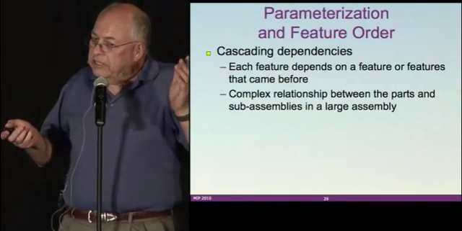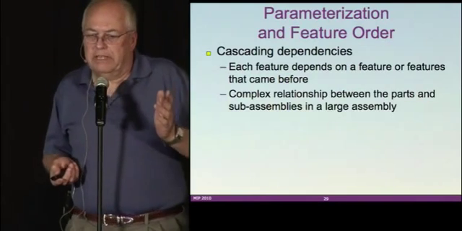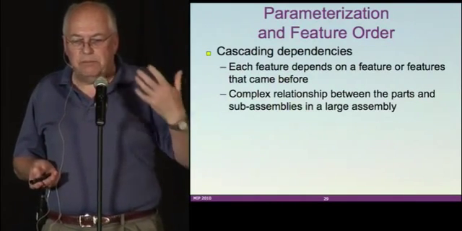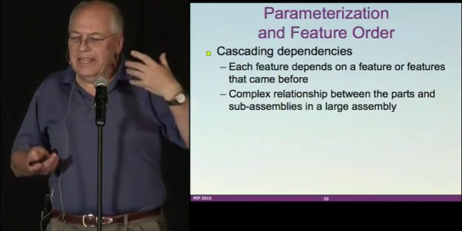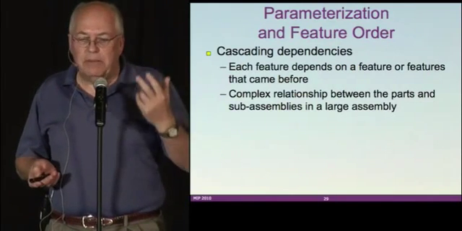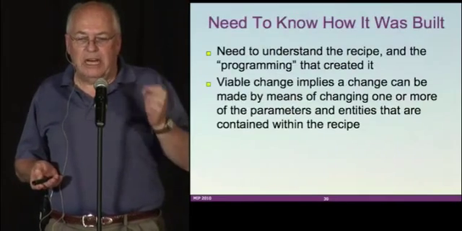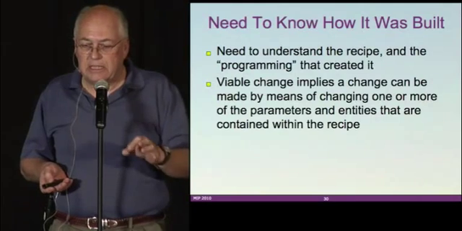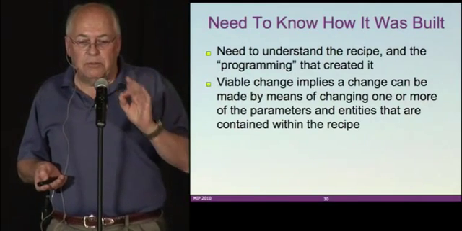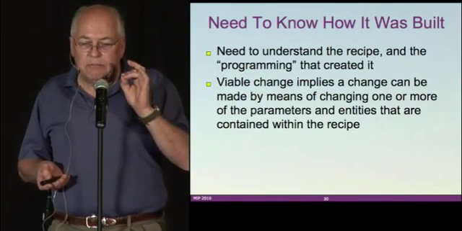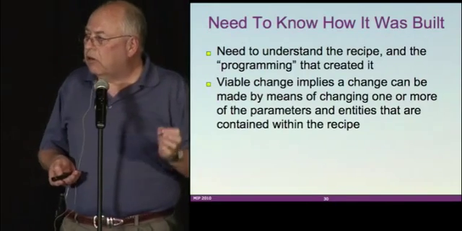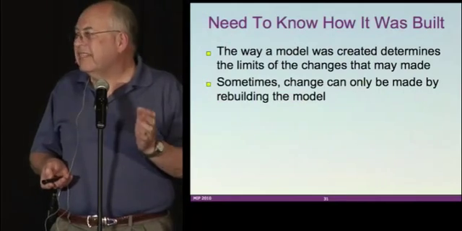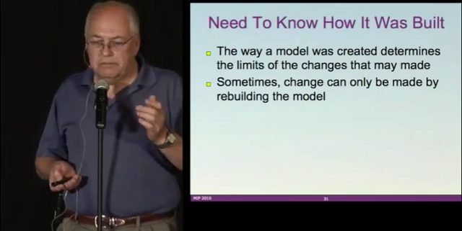And you can say you can do it in instant time, but what if it didn't regenerate? Cascading dependencies: each feature depends on a previous one, or a set of them, and it becomes more and more complex to understand how it was built and the programming that created it. And a viable change means that you can change the model by one or more of the parameters that exist, and sometimes you can't, so you rebuild the model.